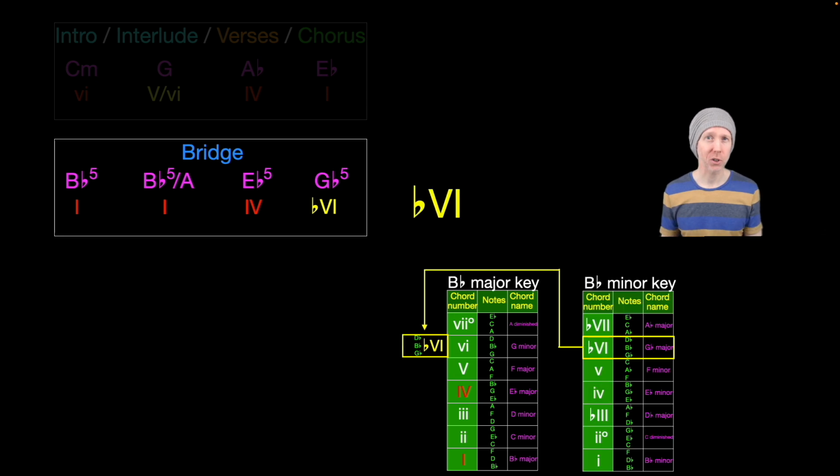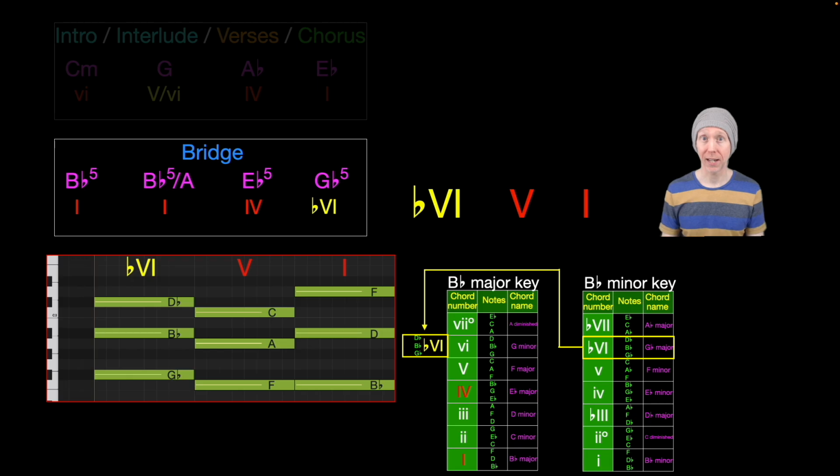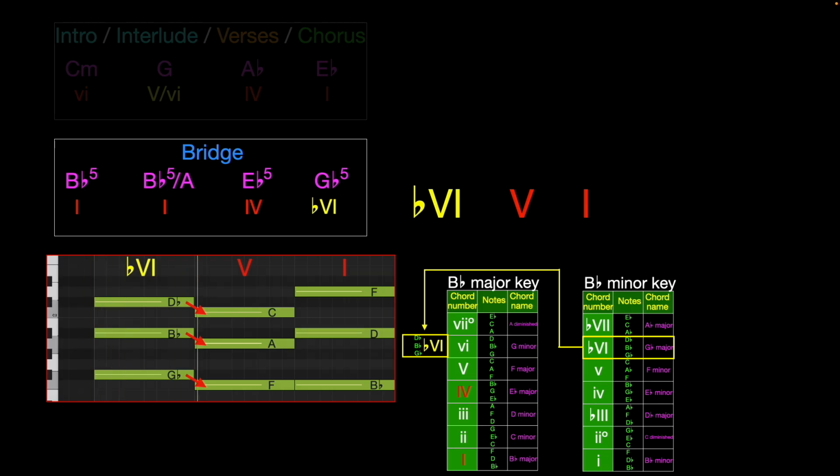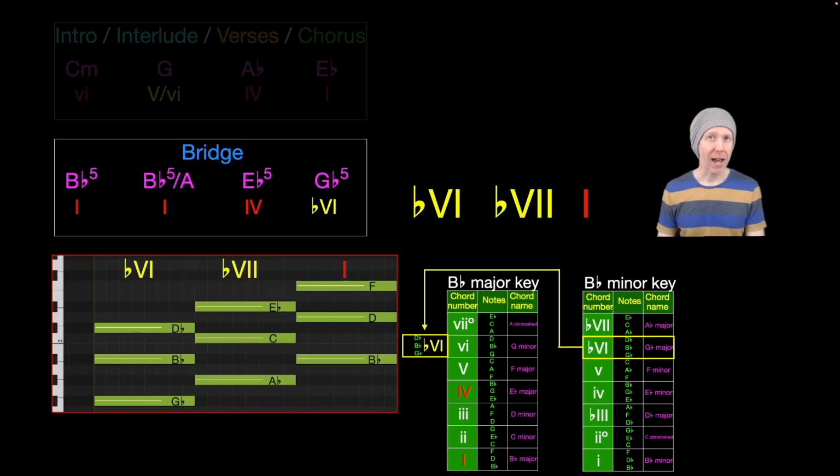Now the flat 6 chord is a great chord from which to approach chord 1. For example, you can have every note in the flat 6 chord drop one semitone, which gives us chord 5, which then leads to chord 1. Or you can have every note move up a whole step at a time through the flat 7 chord to reach chord 1.